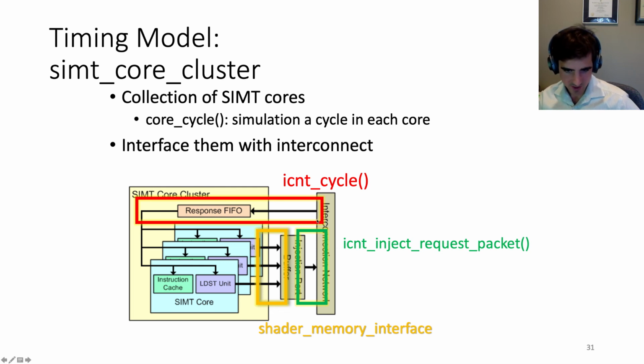To give you a sense of where in the code each of these individual interfaces happens, there is this ICNT, which stands for interconnect inject request packet. That is what implements the interface between the interconnect and this injection port buffer. And then there's another, the shader memory interface, that's the interface between the shader cores and that buffer. So there is this level above the individual shader cores where the accesses to the interconnect are buffered and aggregated, and that lives inside this SIMT core cluster class.